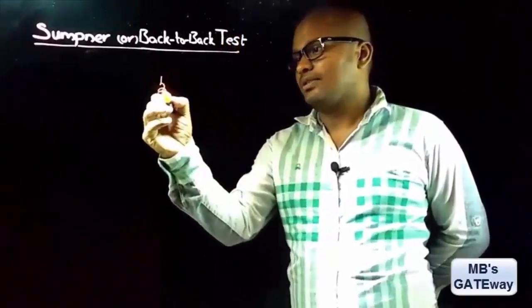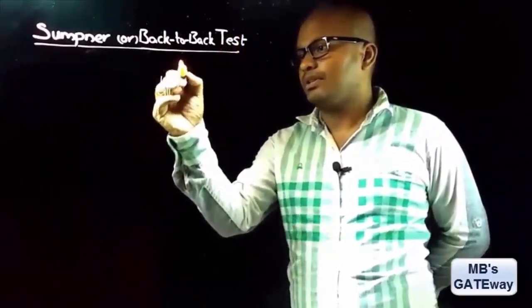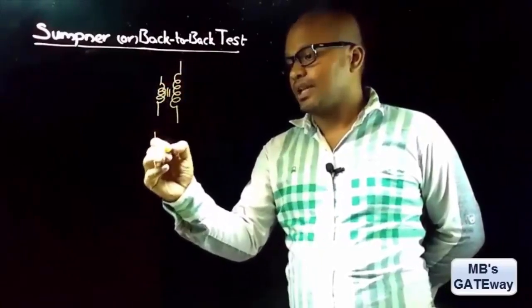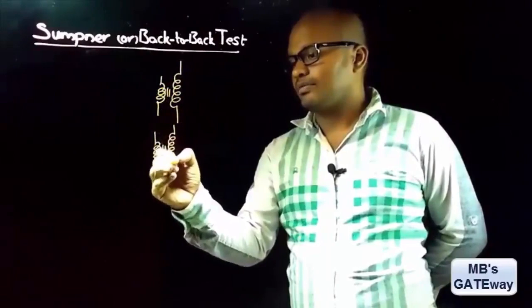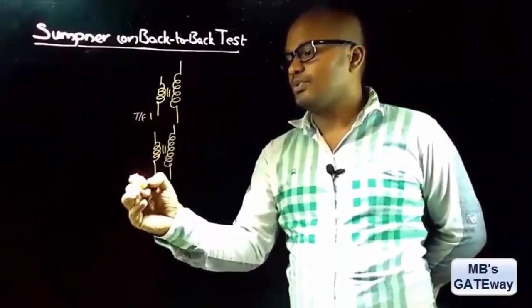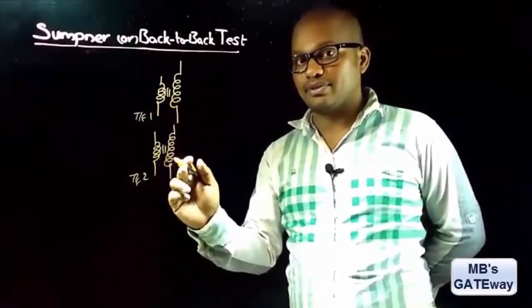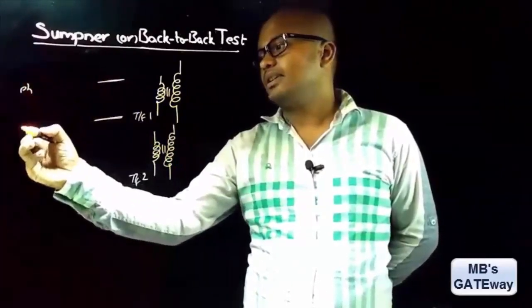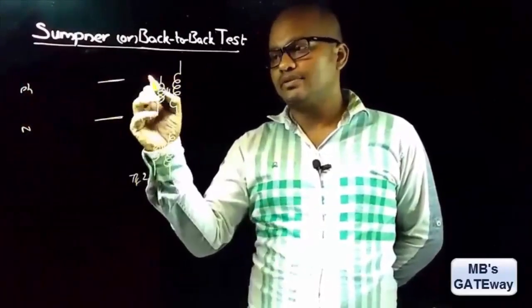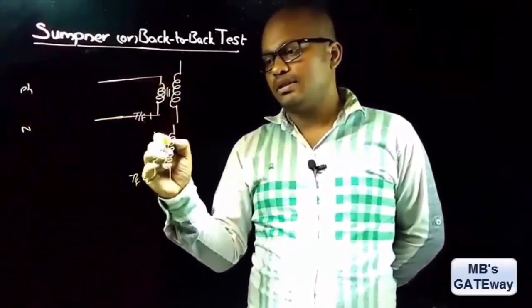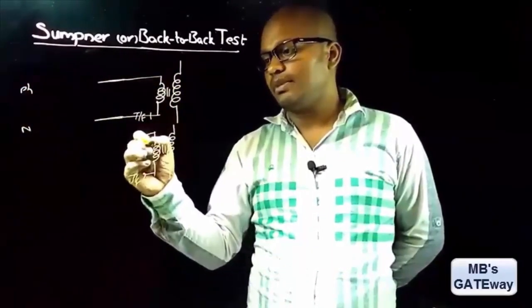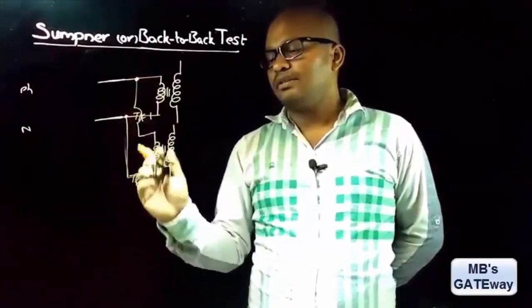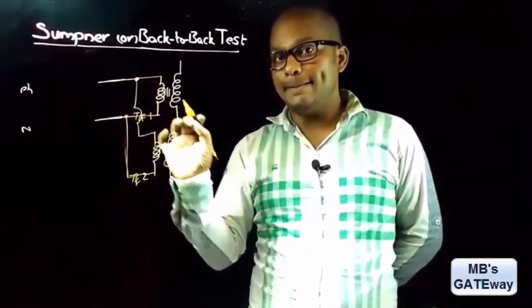We know that this is the transformer 1 primary and this is the transformer 1 secondary, and this is the transformer 2 primary and transformer 2 secondary, and these two transformers are similar and receive power from the same supply. Let us suppose this is phase and neutral. This transformer primary is receiving supply like this, and this transformer primary is receiving supply like this, which means the transformer primaries are connected in parallel.